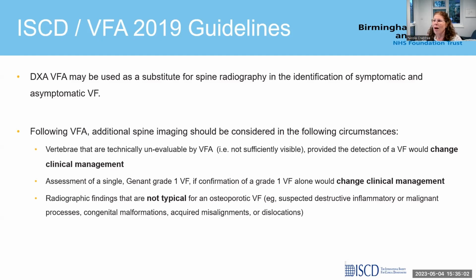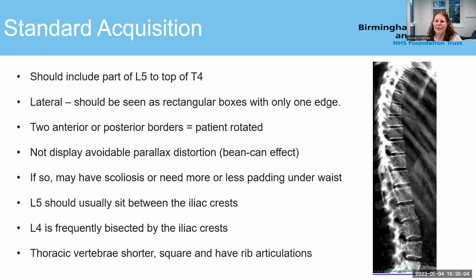So what about acquiring these images? For a standard image, you need to acquire from the whole of L4 up to T4. They need to be lateral, so you can only see one single edge on the screen. You want to try and avoid the beam cant effect. That's where you can just about see it here, where the vertebrae are rotated, because it makes it very difficult then to differentiate between a rotated vertebrae and a biconcavity.